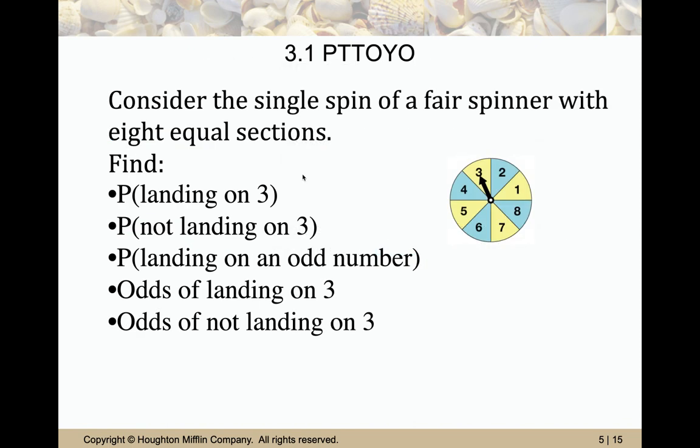All right, so go ahead. You're going to do a problem to try on your own. You've got a single spin of a fair spinner. That means each of the outcomes is equally likely. There's 8 sections, and you're going to find a couple of probabilities, and then you're going to find some odds.